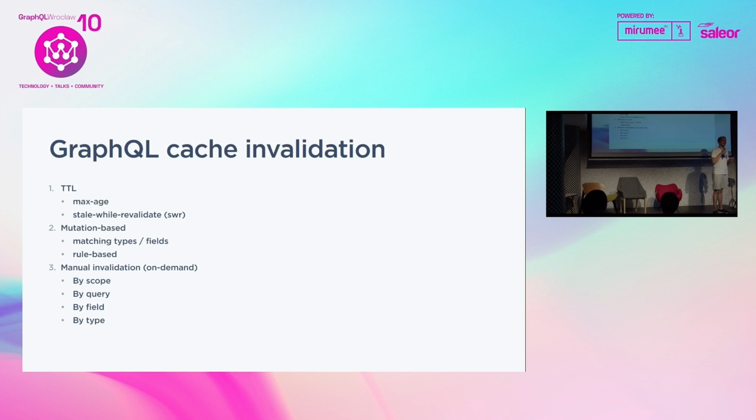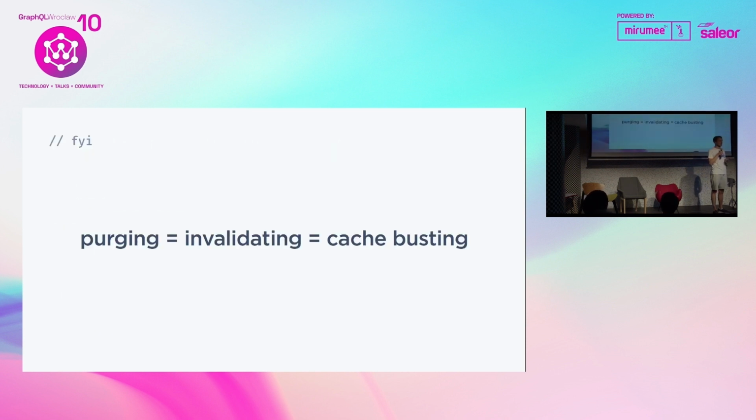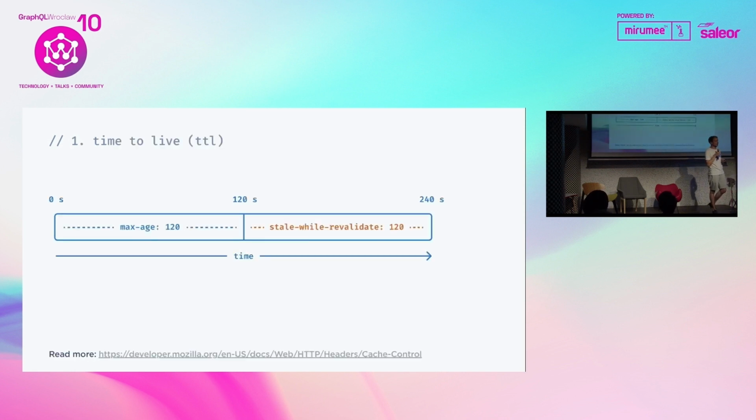There are 3 main categories of how you can invalidate the cache. And by the way, just quick terms here: purging, invalidating, cache busting, it's all the same. It's just different words for the same thing. Let's start with time-to-live-based cache invalidation. The Cache-Control HTTP header is pretty awesome. It has the max-age, which just says you can store it for a minute or an hour. And then it has a feature called stale-while-revalidate.